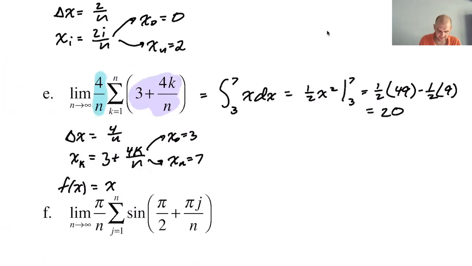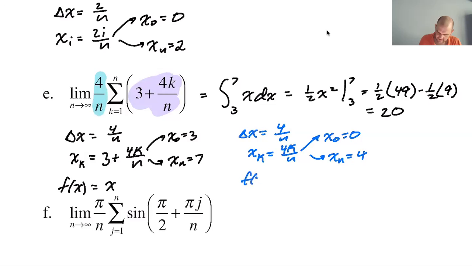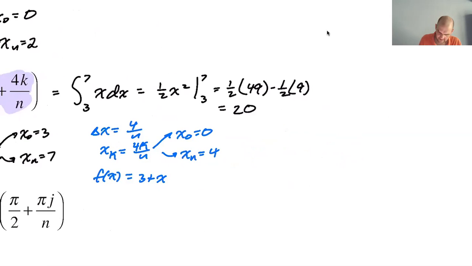So the fundamental theorem is amazing, and it let us evaluate this limit. I have no idea how to do this limit other than to turn it into a definite integral. What if you look at this thing and you say, I think this looks a little different. I think that delta x is 4 over n, and I think that x sub k is actually 4k over n. So then x0 is 0, and xn is 4. And what's f of x? Well, you're doing 3 plus x sub k, so it must be 3 plus x. So now you have the integral from 0 to 4 of, I'm going to write it as x plus 3 dx.